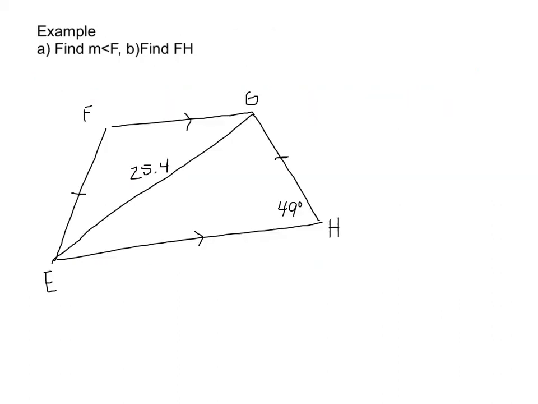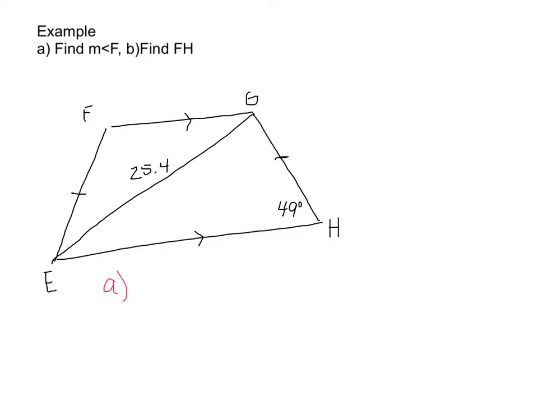All right, let's go ahead and do an example using this stuff. What we're given is this trapezoid here, EFGH, and two parts. Part A is find the measurement of angle F, this angle up here. Also, we want to find the length of FH. So let's start with part A.